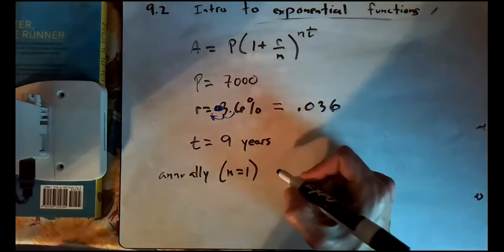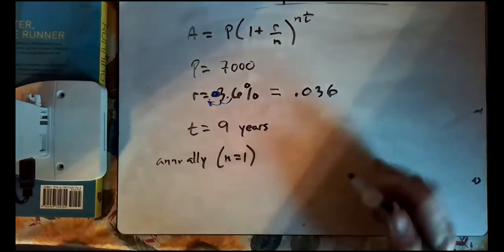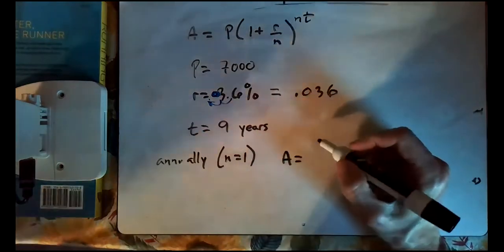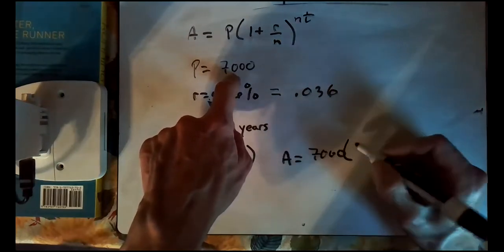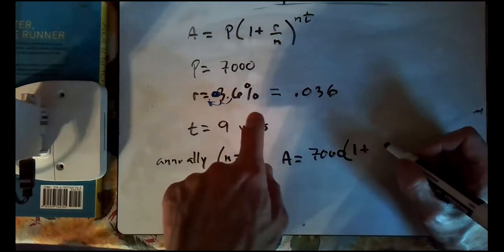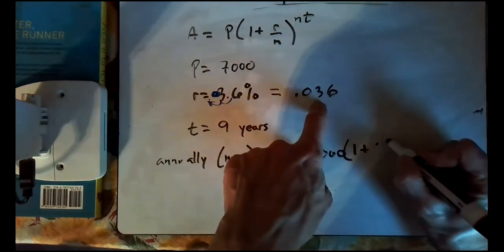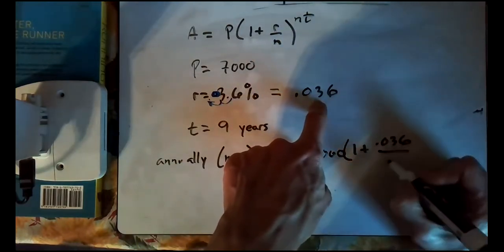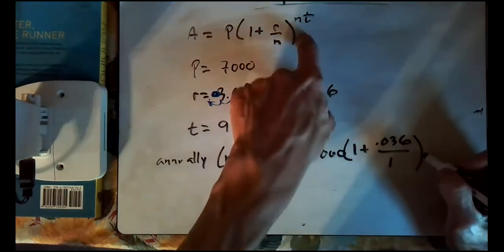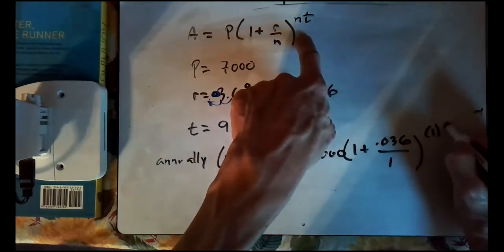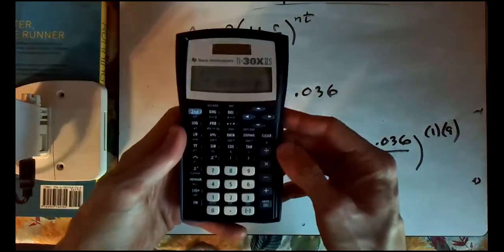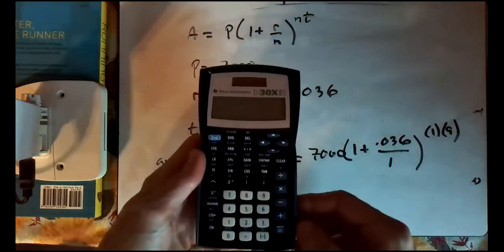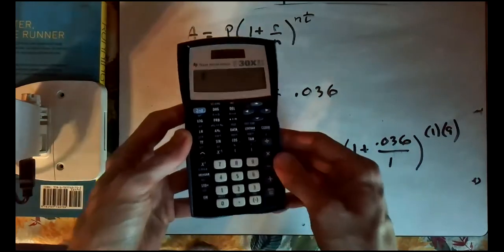So how do we work that out? We are going to plug all these numbers into the formula. A equals P, which is 7,000, and then 1 plus the rate 0.036 over N, which is 1, to the N times T. That is 1 times 9. Now, how can we enter this into our calculator, right? That is the tricky part, I guess. But what you can do is type it in one big step.